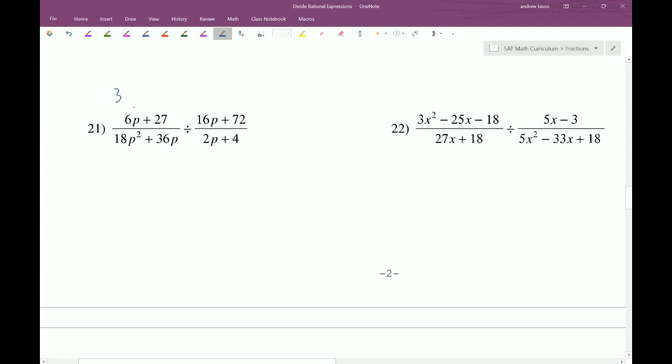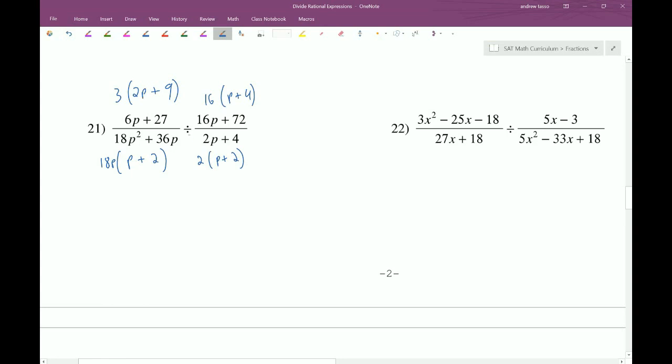So here I'm going to factor out a 3. I'll be left with 2p plus 9. Okay. And then here I'm going to factor out an 18. I'll be left with p. Well, also take out a p. Will be p plus 2, right? Here I would take out a 2 and have p plus 2. And here, okay. So I already made a mistake, which is I factored before I did anything else. Well, let me just finish and then I'll explain the mistake. So p plus 4 here.